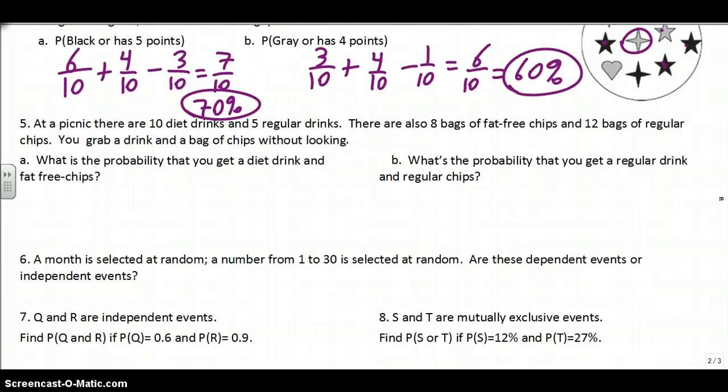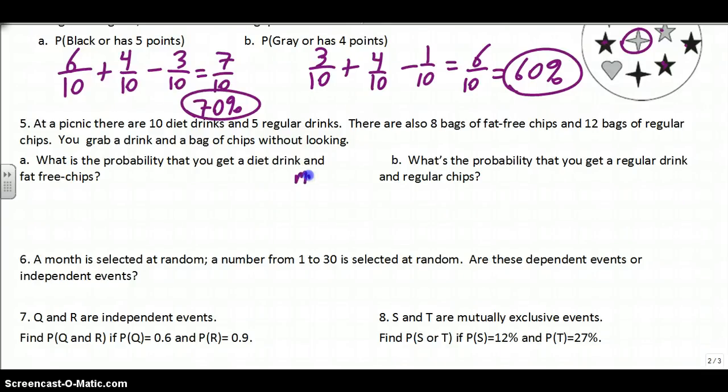At a picnic, 10 diet drinks, 5 regular drinks. There are 8 bags of fat-free chips and 12 bags of regular chips. We grab a drink and a bag of chips without looking. Okay? So obviously these are independent events. They have no bearing on each other. What drink I get does not affect and is not affected by what chips I get. So what's probability I get a diet drink and fat-free chips?